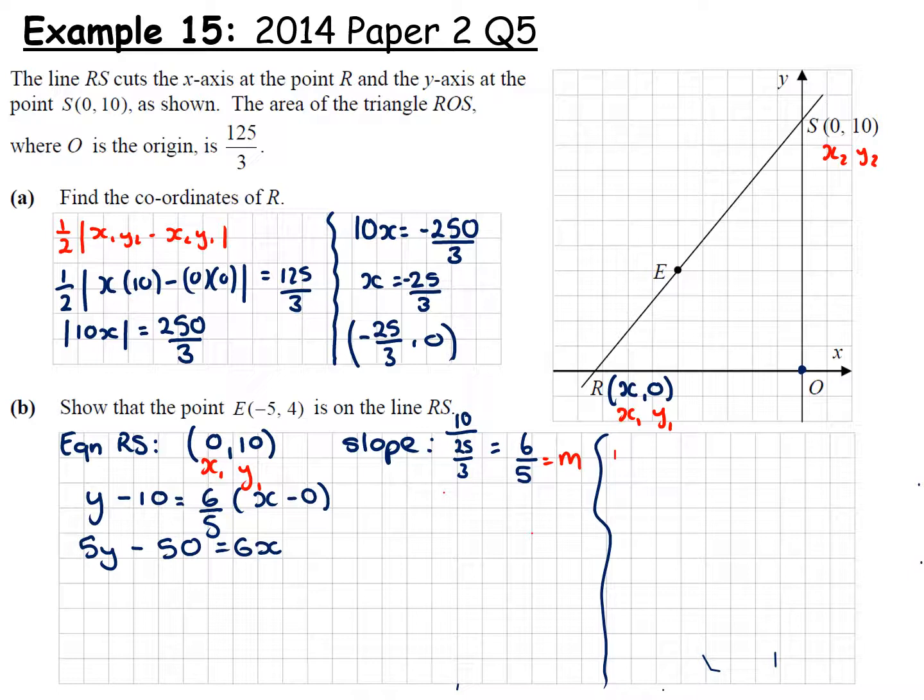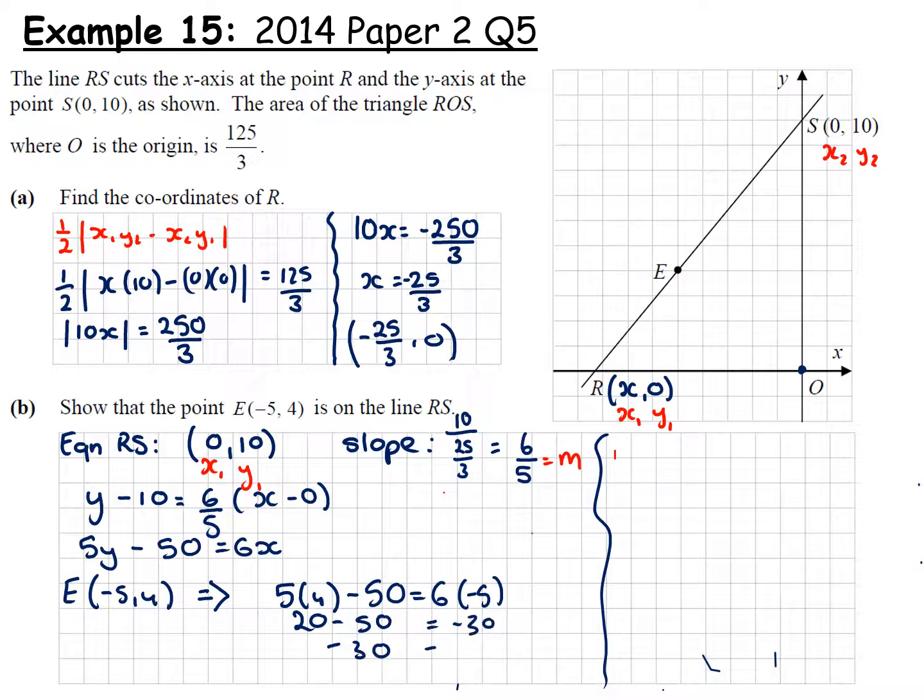And then I want to see, does the point E sit on this? So minus 5, 4. So we will sub it in. We get 5 times 4 minus 50. Does that equal 6 times x? So 20 minus 50 is minus 30, and 6 times minus 5 is minus 30. So perfect. Therefore, E is on the line RS.